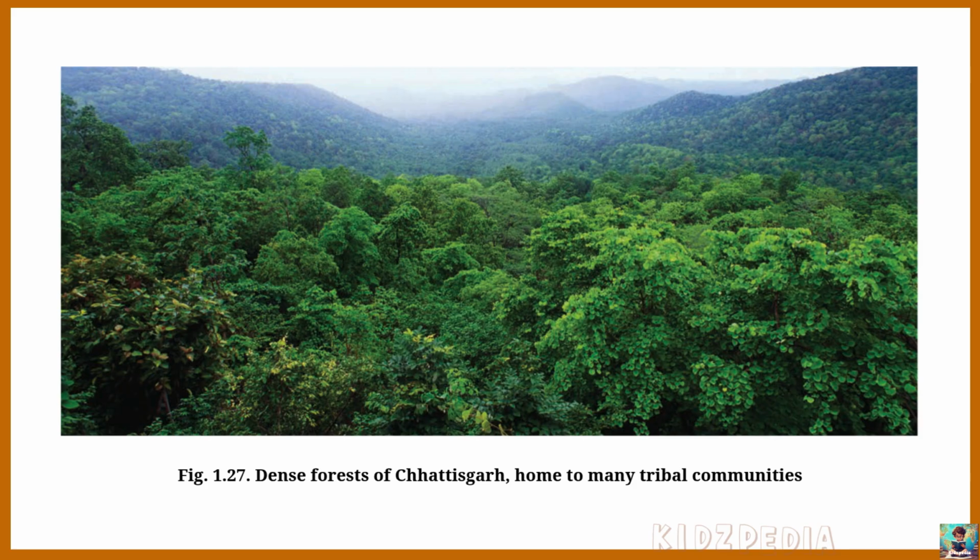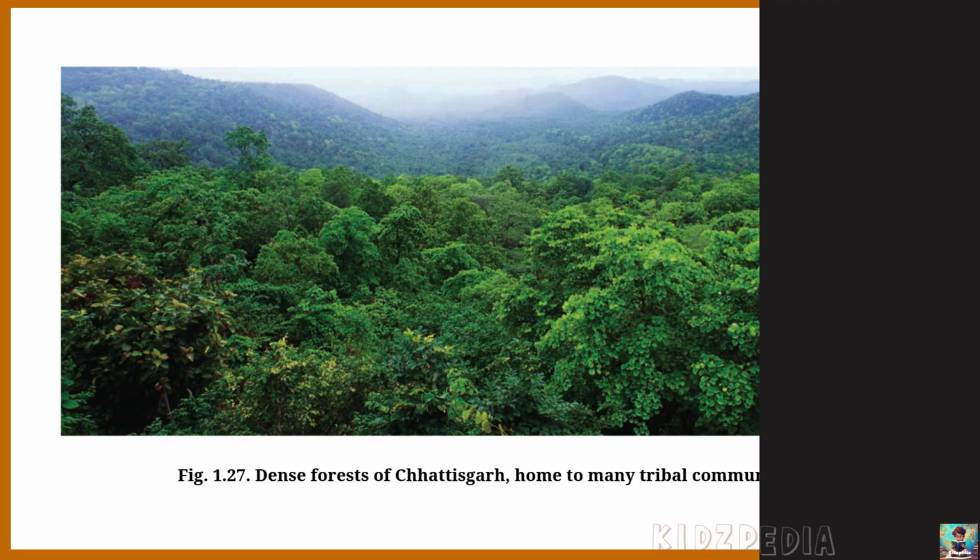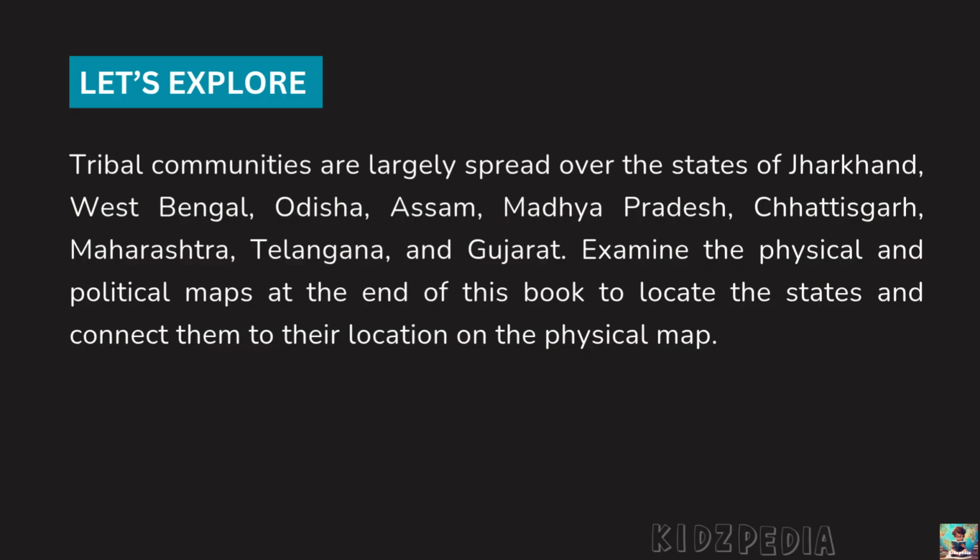Here we can see the dense forest of Chhattisgarh, and these forests are rich and full of greenery and they are home to many tribal communities who live close to nature. Let's explore. Tribal communities are largely spread over the states of Jharkhand, West Bengal, Odisha, Assam, Madhya Pradesh, Chhattisgarh, Maharashtra, Telangana and Gujarat. Examine the physical and political maps at the end of this book to locate the states and connect them to their location on the physical map.